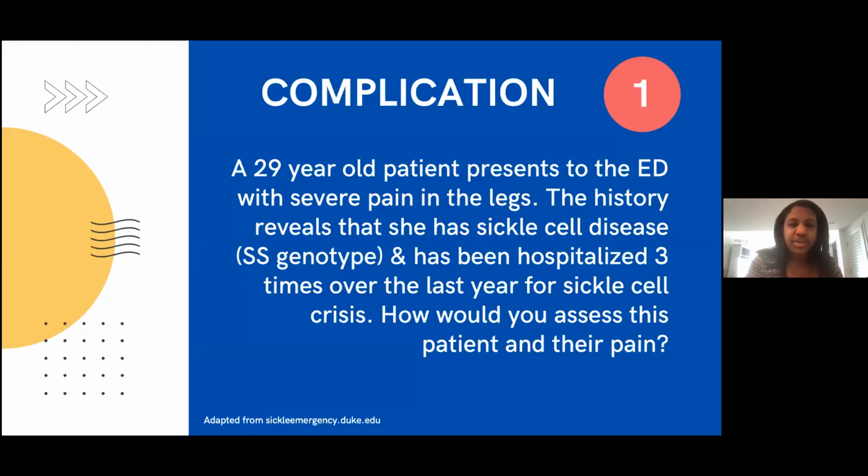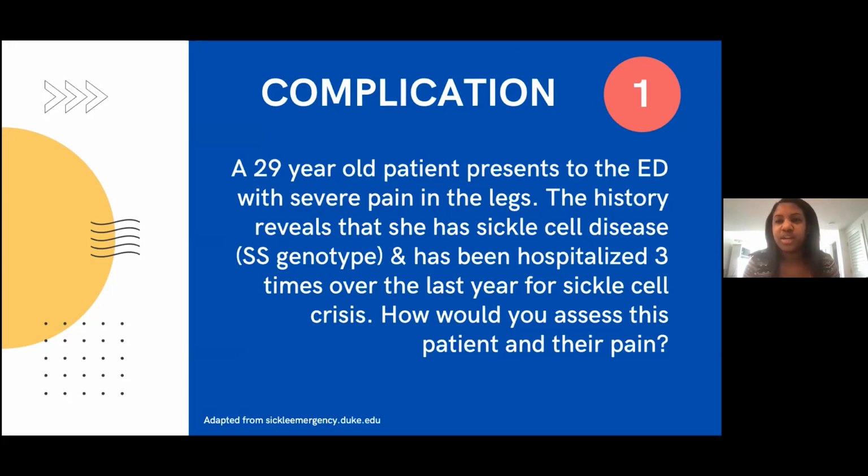So the first case, we have a 29-year-old patient who presents to the ED with severe pain in the legs. The history reveals that she has sickle cell disease, SS genotype, and has been hospitalized 3 times in the last year for sickle cell crisis. How would you assess this patient and their pain?